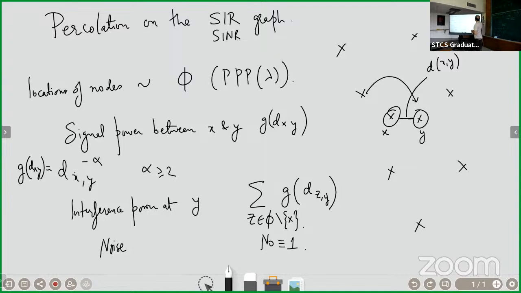Okay. So then an edge exists between x and y if the signal power, which is given by g of d(x,y), divided by the noise power plus the interference power, is greater than the threshold.